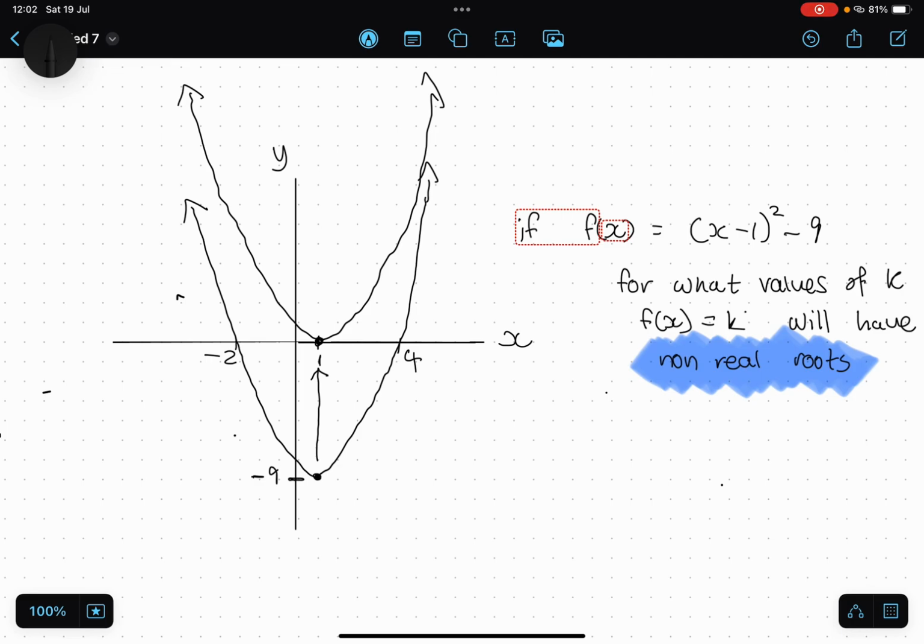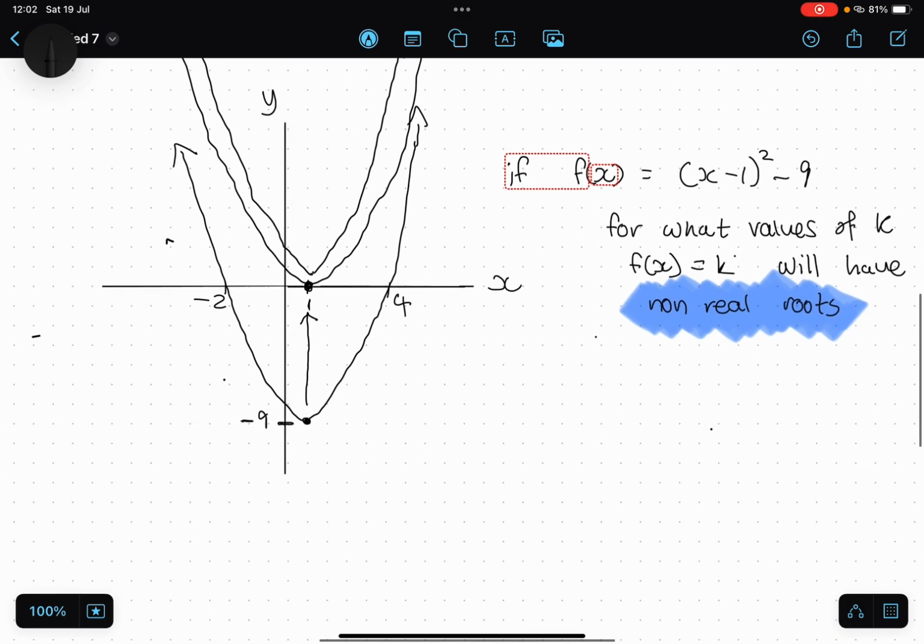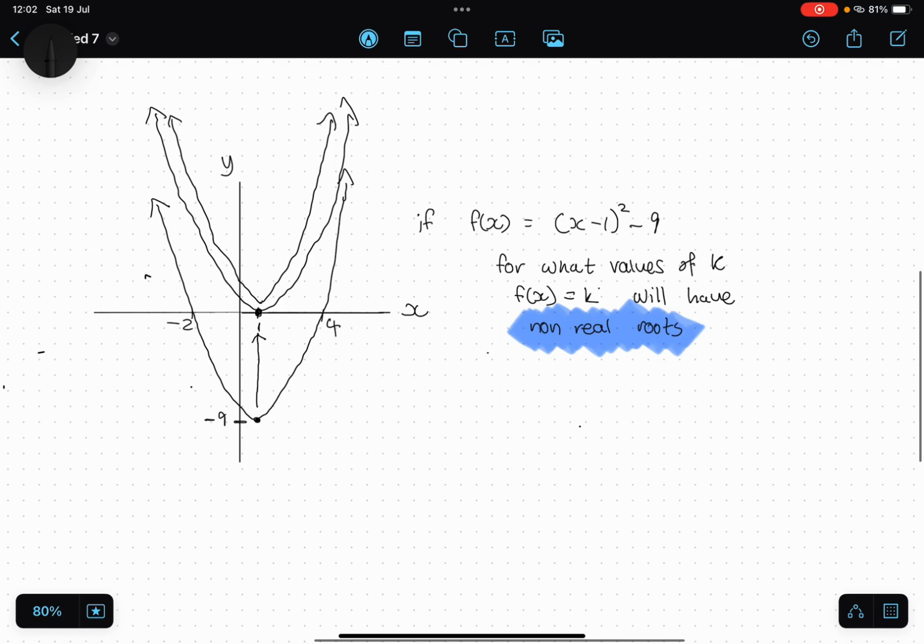So we can see that anything, if we shifted more than 9 upwards, what's going to happen? It means that this thing is going to be now above there, which is exactly what we want. Okay, so we need to shift this thing more than 9 units upwards. And how do we do that? Let's look at the equation.